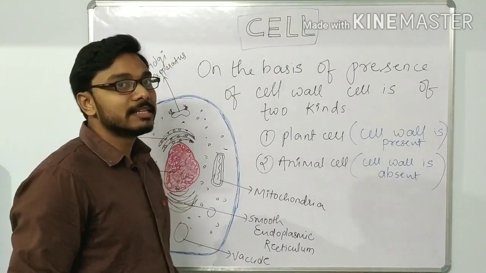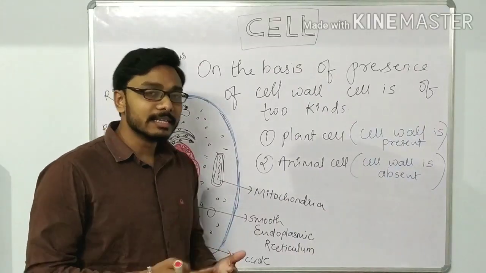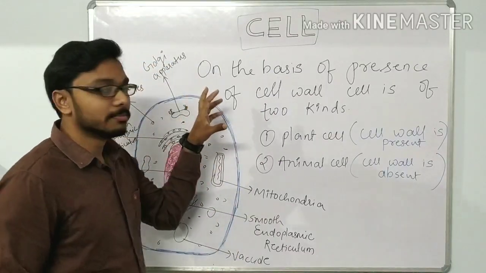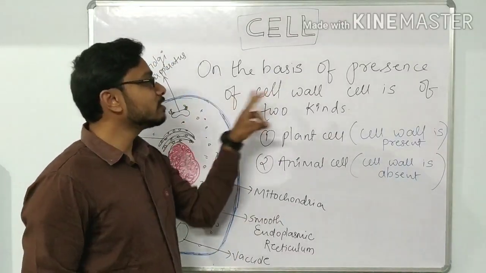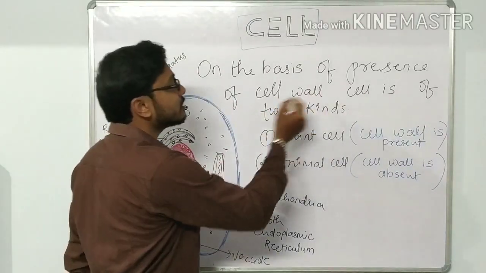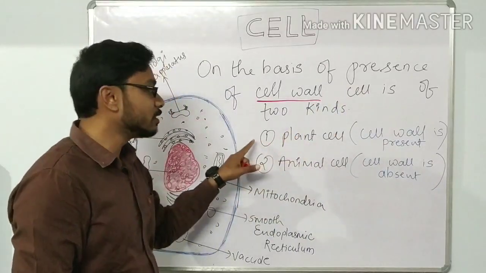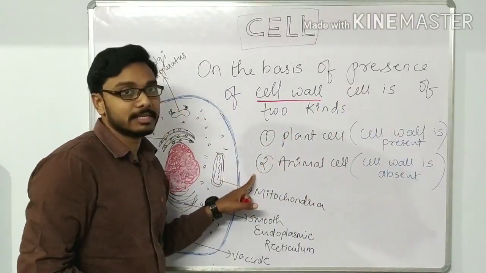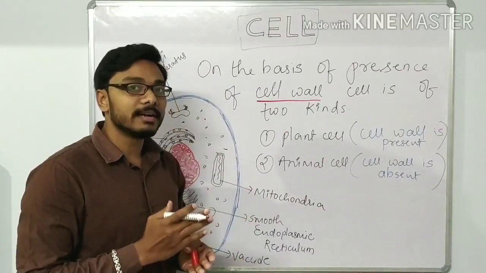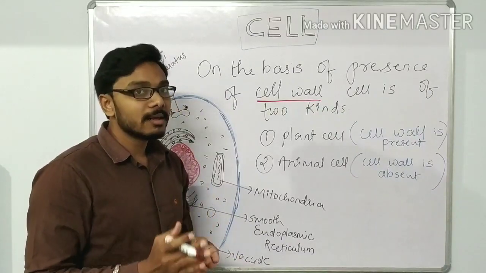Okay students, now we will see something about the structure of the cell, what all things are present inside the cell, and now we'll see it on the basis of presence or absence of cell wall. On the basis of presence of cell wall, cells are of two kinds, plant cell and animal cell, because we know that there are two different types of living organisms. Mostly they are categorized into plants and animals.